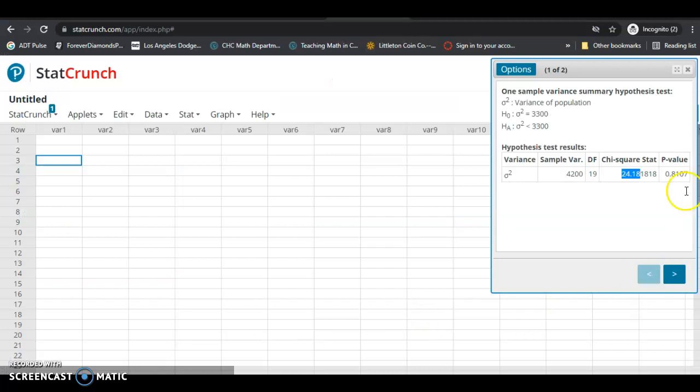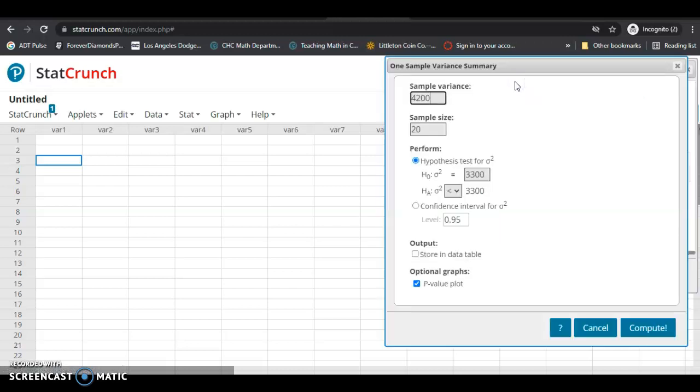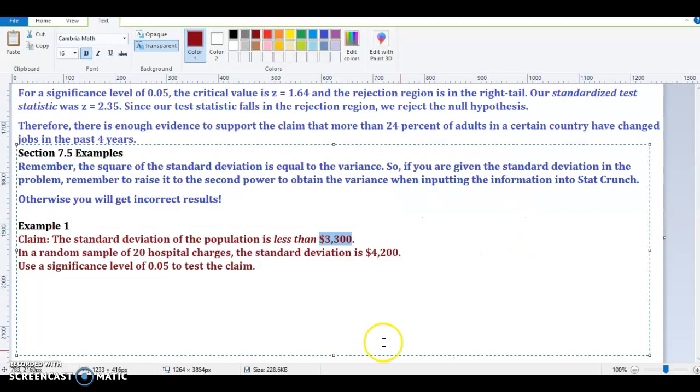Okay, so let's actually go back. So we have to edit the information. So we're going to click on Options, Edit. Remember that if you didn't notice before, this is sample variance, not the sample standard deviation. The sample standard deviation in the problem was 4,200. So in the 20 hospital charges in our sample, the standard deviation of those charges was 4,200.